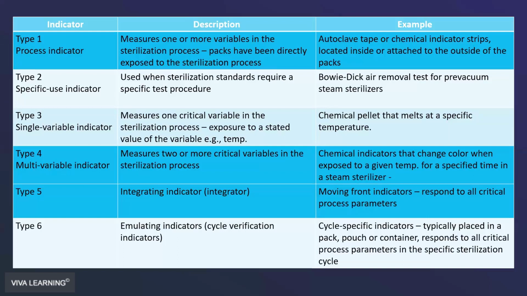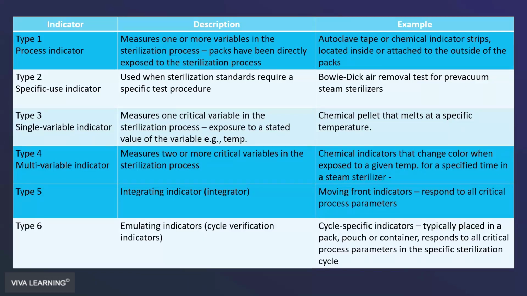Now, there are 6 types of chemical indicators that are available. The ones that are highlighted in teal are the ones that are typically used in dentistry. A type 1 is a process indicator only. It just means that whatever is in that pouch or cassette and has autoclave tape around it, which is the most common example of a process indicator, has been exposed to the sterilization process. It does not validate that they've been sterilized. It validates that they have been processed.